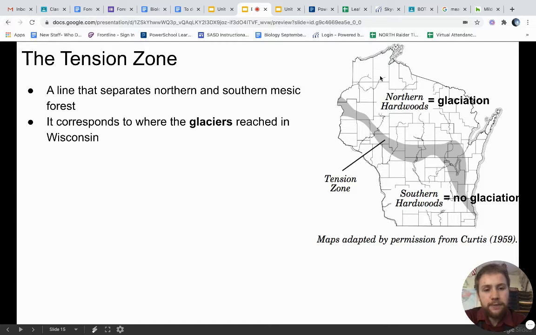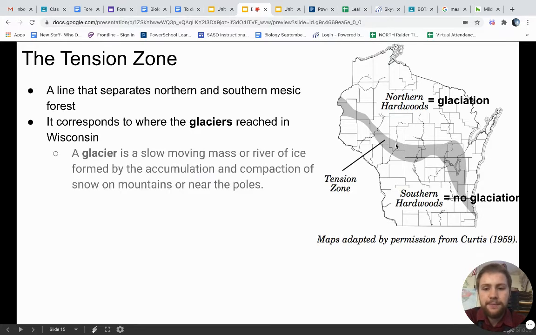The glaciers reached the northern part of Wisconsin as well as the eastern part of Wisconsin and formed different lobes that we'll see on a future slide. So for those of you who don't know what a glacier is, it's a slow-moving mass or river or sheet of ice formed by the accumulation and compaction, or the piling up, of snow on mountains or near the poles. And over time, through geological processes that if you wanted to learn more about, you could take Mr. Duncan's geology class and meteorology class.